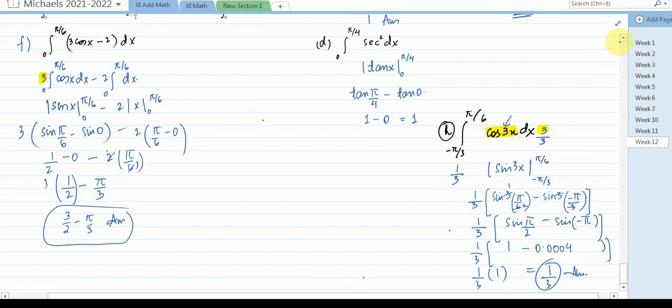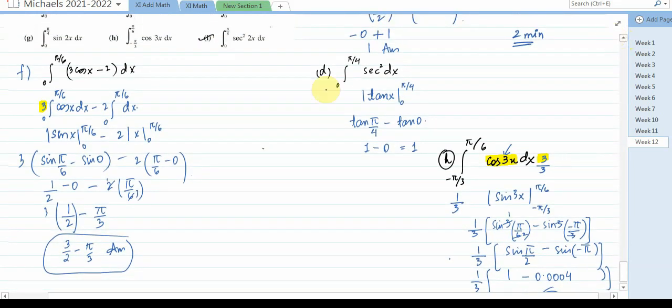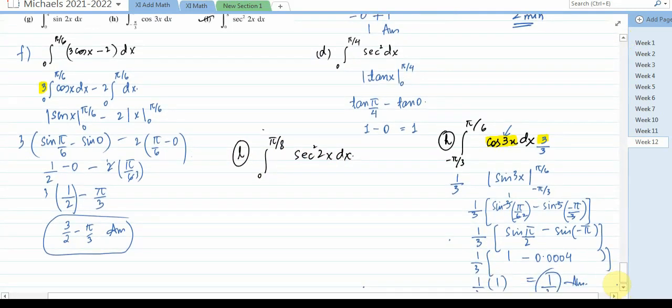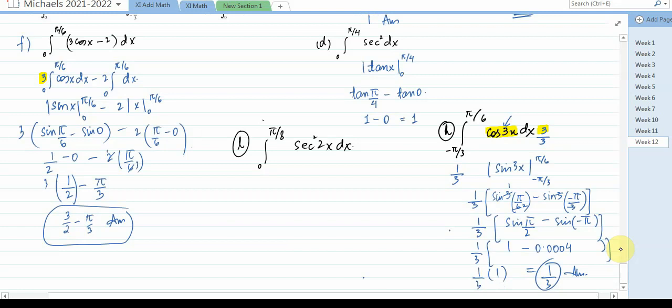It's part H. It says from 0 to pi over 8 sec square 2x dx, right? So firstly, we know that the integral of sec square is tan x, but if it's sec square 2x, firstly we need to multiply and divide it by 2. The derivative of the angle is now written next to it, so now the function is ready to integrate. And sec square 2x will give tan 2x, alright. Limits from 0 to pi by 8, and that denominator 2, it's 1 upon 2 outside the integral part.